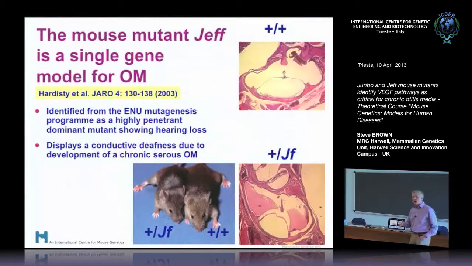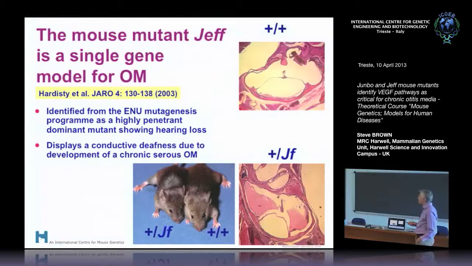So one of the things that's come out of our screens and our phenotyping at Harwell over many years, because we've been looking for deaf mutants, generally we have a big interest in deafness genes and genes that cause deafness both in the inner ear and middle ears, is that we've identified a number of mutants that cause otitis media, and the chronic type of otitis media, it's not associated with infection, that's very typical of chronic otitis media in the human population. So this is the first mutant, Jeff.